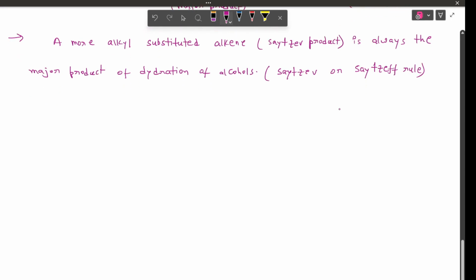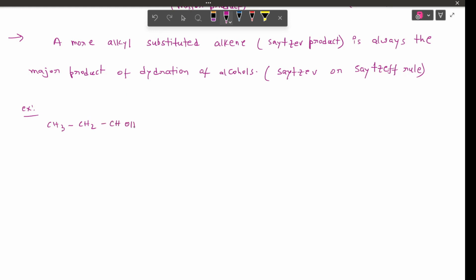So let us understand this topic by one example. Let us say we have butan-2-ol: CH3, CH2, CHOH, CH3. This is your butan-2-ol.